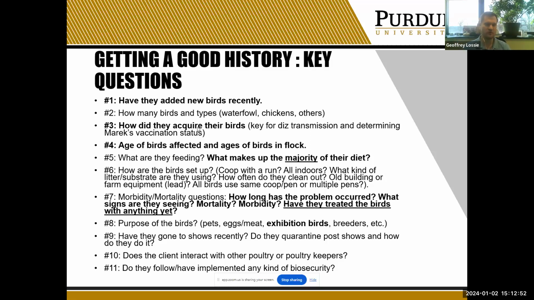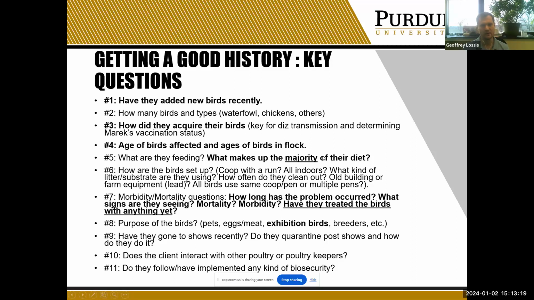So if you are getting birds from a rural or farm supply store, you can almost guarantee that they're not vaccinated for Marek's. But if you don't know where your birds are coming from or where you acquired them, you won't know the vaccination status. The age of the birds affected and the age of birds in the flock.